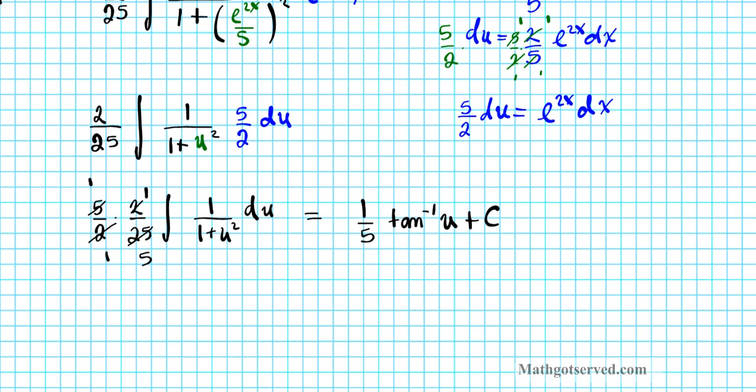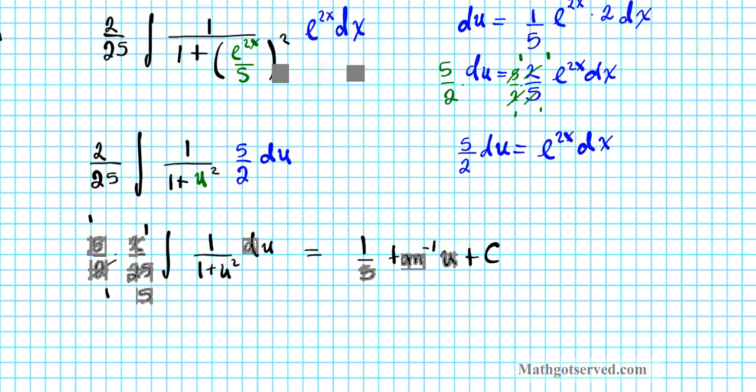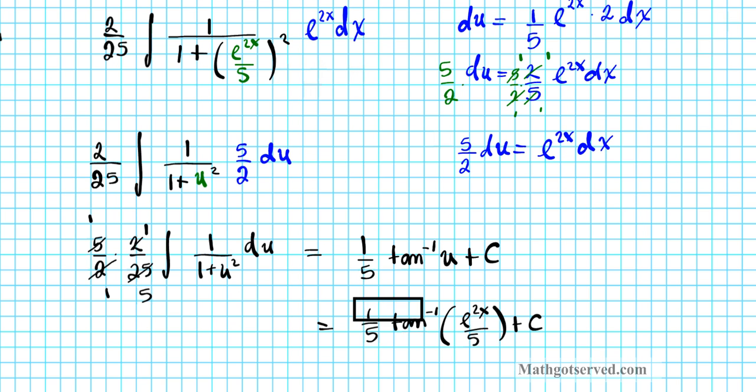When we carry out this substitution, we're going to have our answer, which is 1 over 5 times the arctan. Instead of u, we'll have e to the 2x over 5, plus c. All right? And that is your final answer.